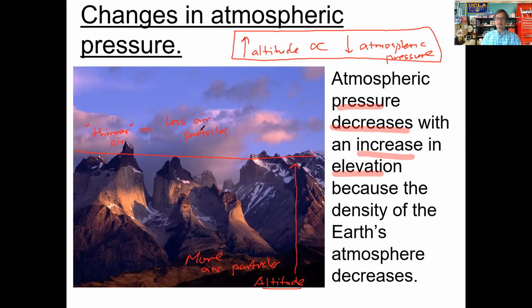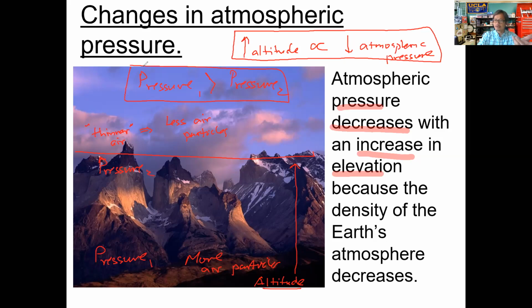Less air particles at the top, more air particles at the bottom of the mountain, which is at sea level. You have more air particles, which means the pressure down here, we'll call this pressure 1, is going to be greater than the pressure at the top. So pressure at sea level is greater than pressure at higher altitude. As you move up in altitude, the pressure decreases.